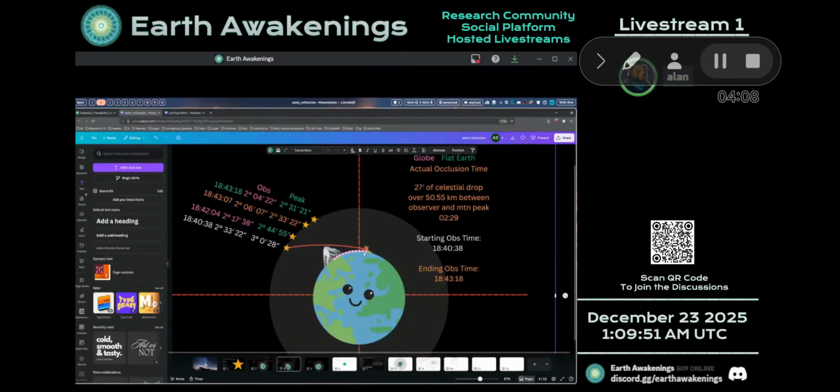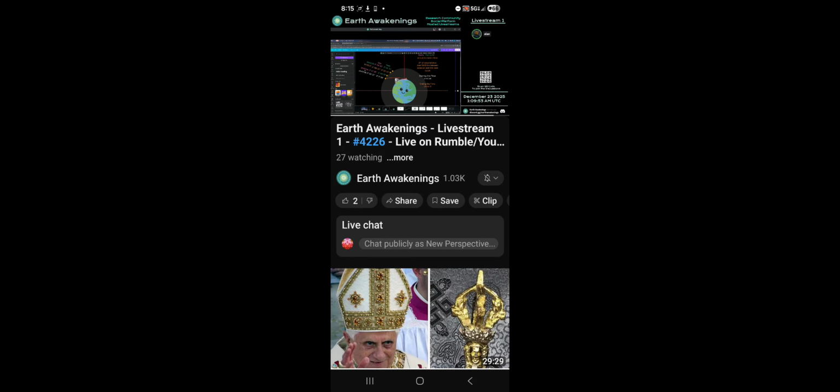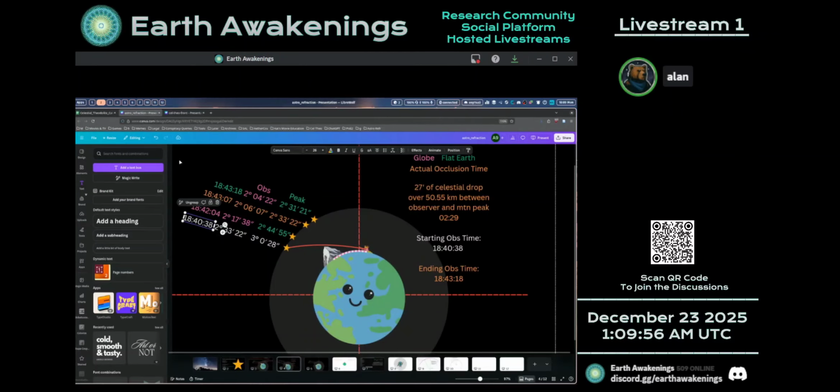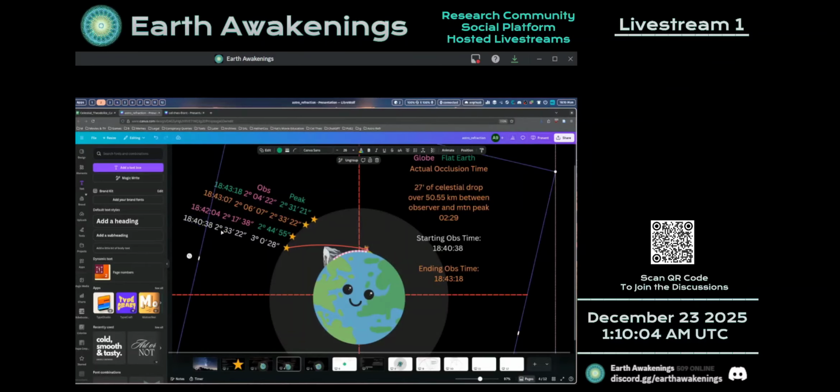So at the end of this arc length, at the end of this 27 arc minute angular drop from its original position here, if we rewind the clock by 2 minutes and 29 seconds, the start of this star at 18:40:38 for the observer, the true position is at 2 degrees 33 arc minutes. And with respect to the peak, it's at 3 degrees. But we need not be concerned with that yet.